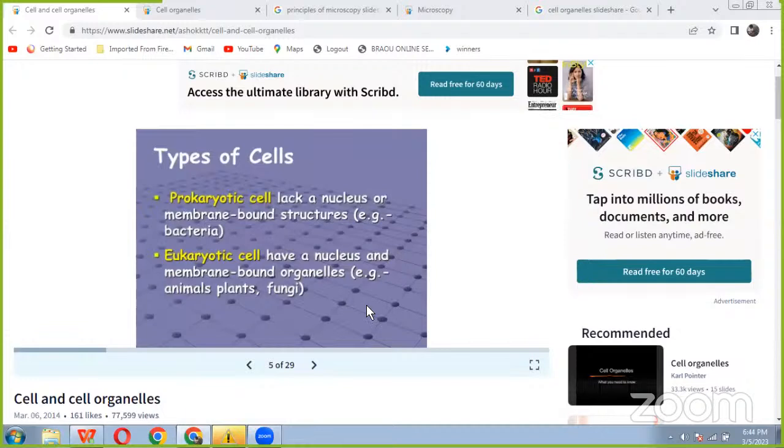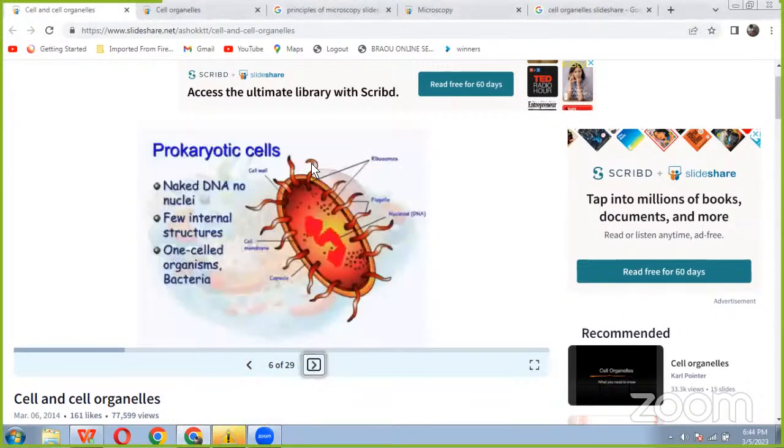Eukaryotic cells. Prokaryotes lack a nucleus, especially bacteria. Eukaryotes include plants and animals, and some fungal members also. Eukaryotes have a nucleus and membrane-bound organelles. Okay, these are the prokaryotes. Prokaryotes are bacterial cells.